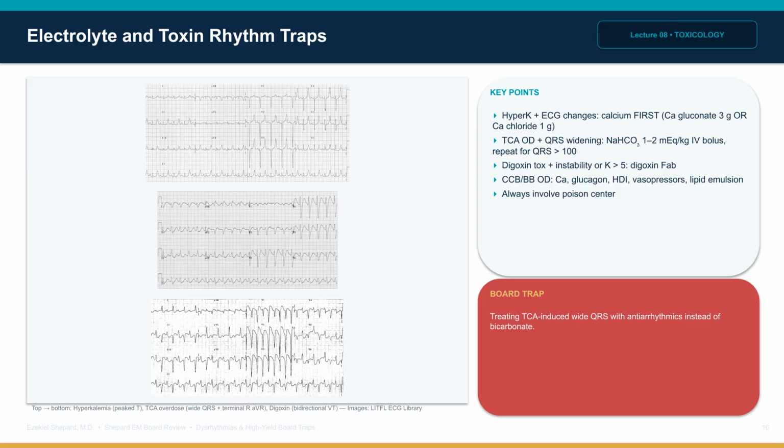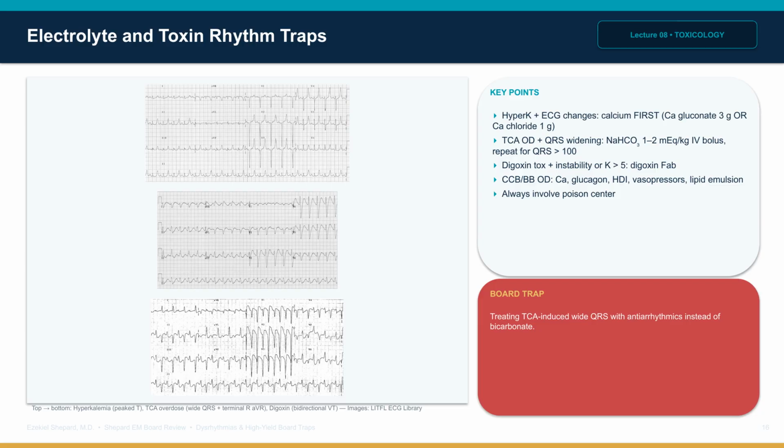Electrolytes and toxins drive rhythm emergencies. Hyperkalemia with ECG changes: calcium gluconate 3 grams intravenously, or calcium chloride 1 gram intravenously comes first. Then shifting therapy: insulin with glucose, beta agonists, bicarbonate if acidotic, and potassium removal.